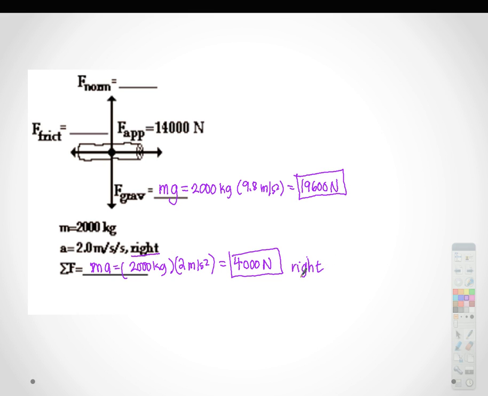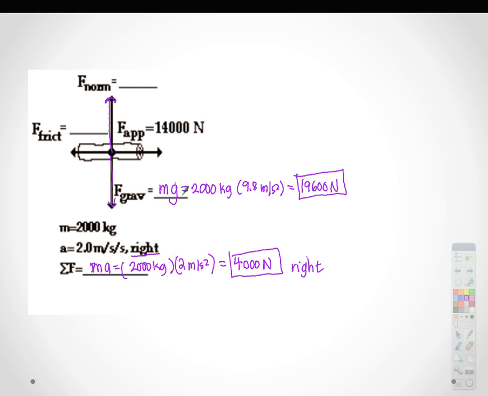Okay, so based from here, our acceleration is only going to the right. They're not saying that it is accelerating upward or downward. So it means if it's not accelerating upward or downward, the downward force should be equivalent to the upward force.